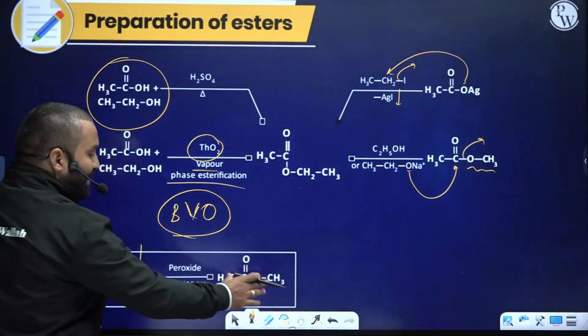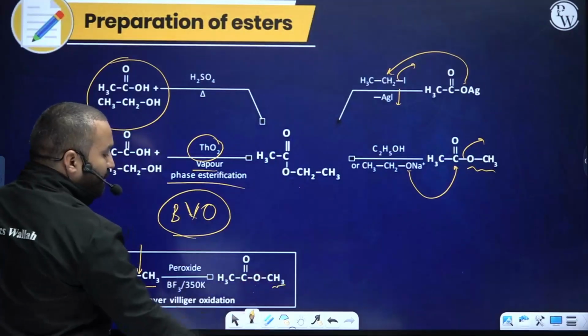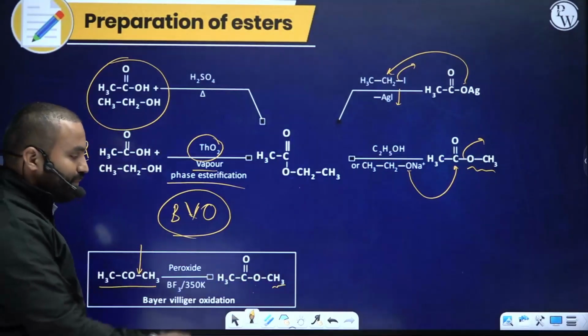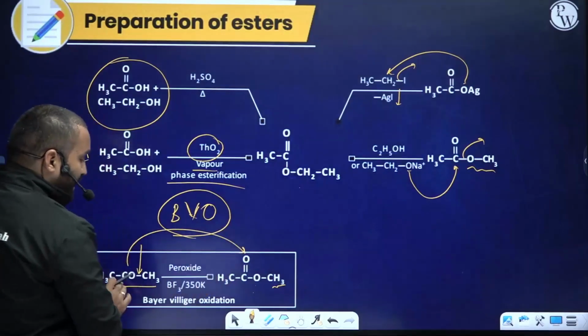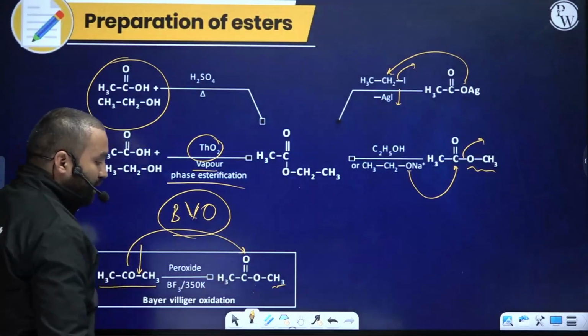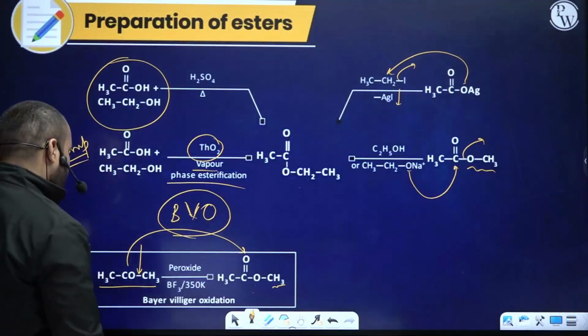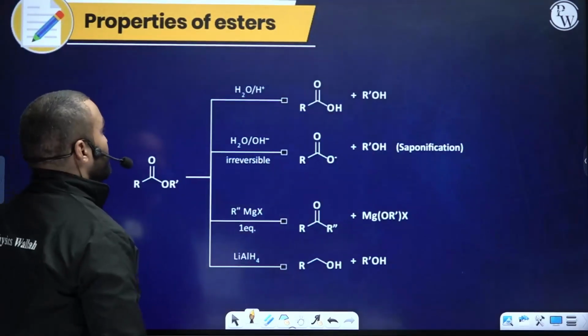Which part accepts the oxygen? The part which has less electron density will have the oxygen next to it. So this is an oxidation of a ketone to its ester analog. This is known as BV oxidation, Baeyer-Villiger oxidation.